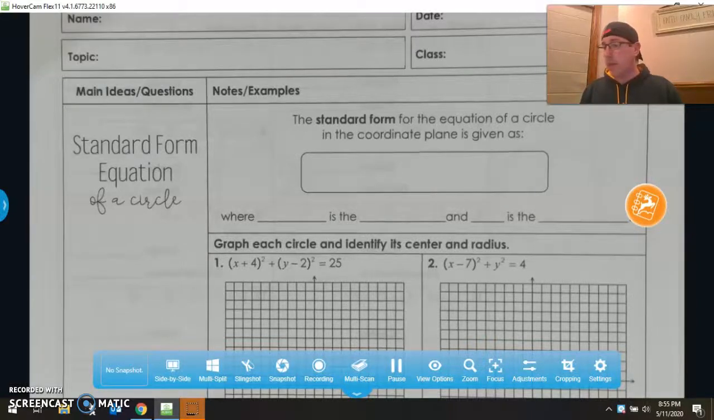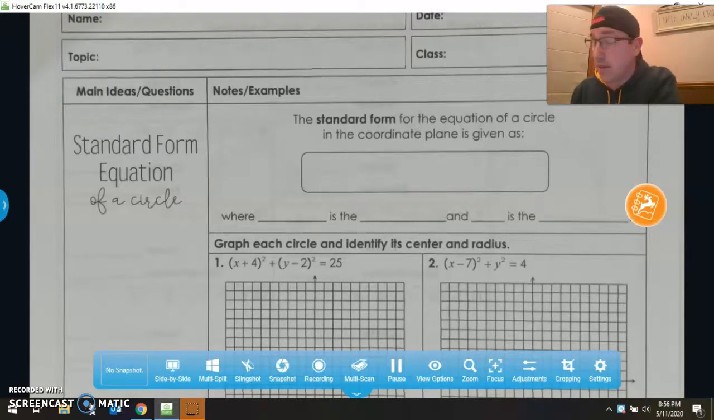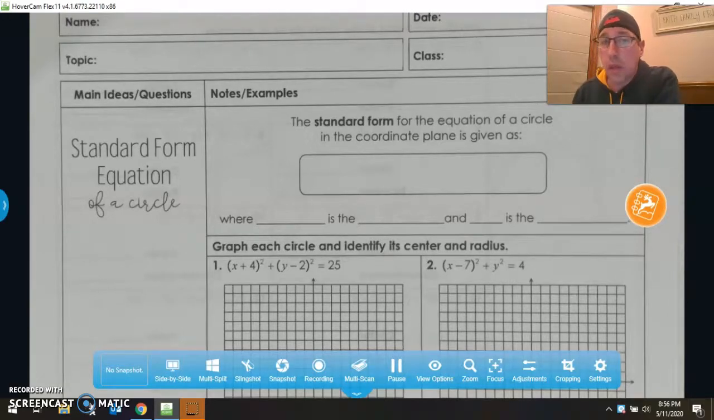Okay, good morning everybody. In the last video we talked about graphing the equation of a circle when the center is at the origin, that means 0, 0. Today we're going to be talking about graphing the standard form of an equation when the center is not at the origin. This should be nice and easy for you. It should be a nice quick video.